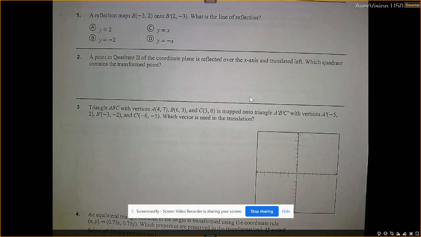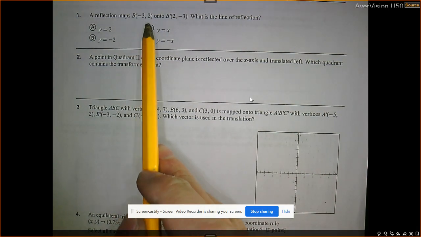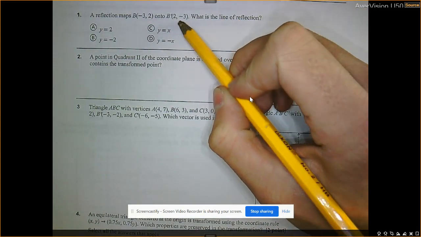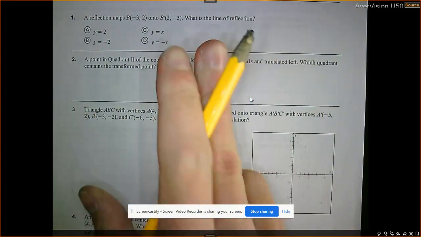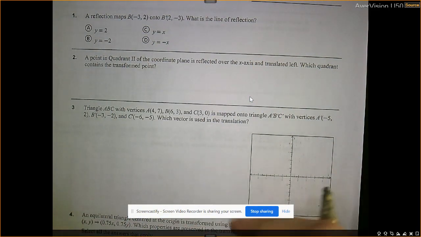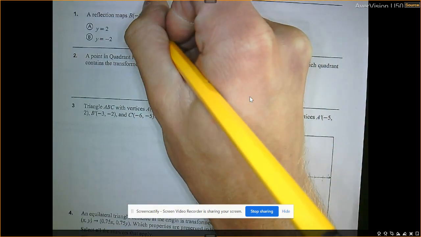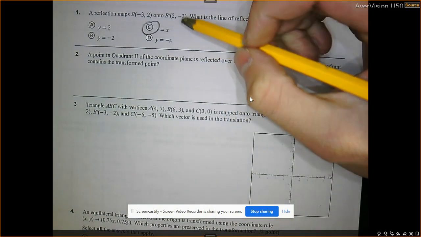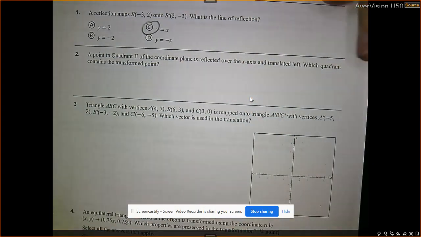Okay, so the first one, we have a reflection mapping (-3, 2) onto (2, -3). If you notice here, your x and y are flipping. And when your x and y are flipping, that is when you are reflecting over the line y = x. That's one of the rules that will be projected. When you're reflecting over the line y = x, you just flip your x and y. That's how you know that's your answer.